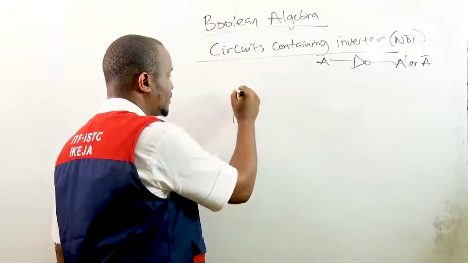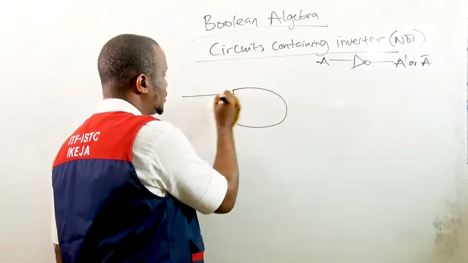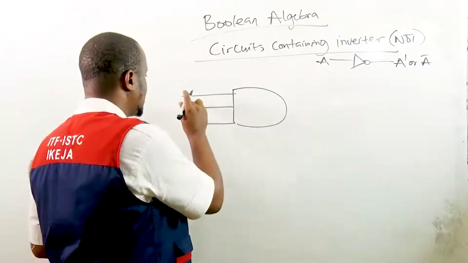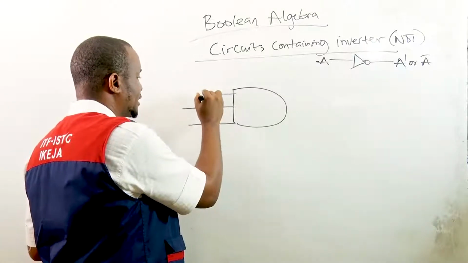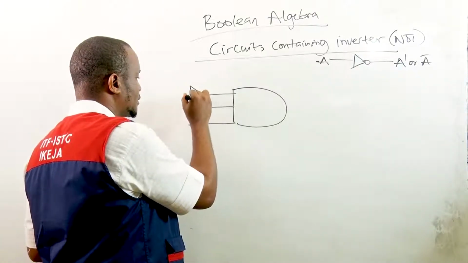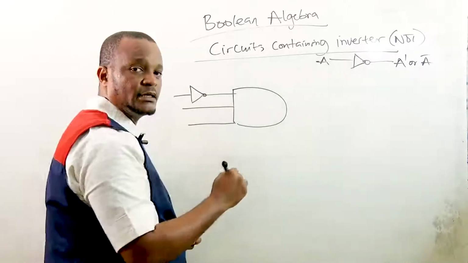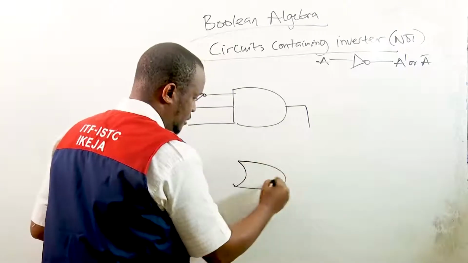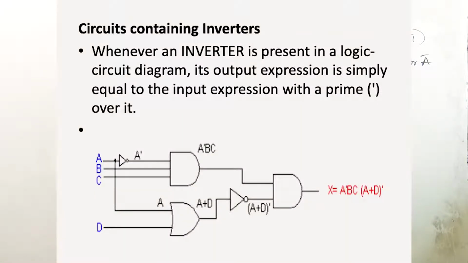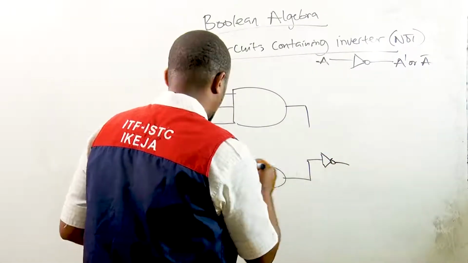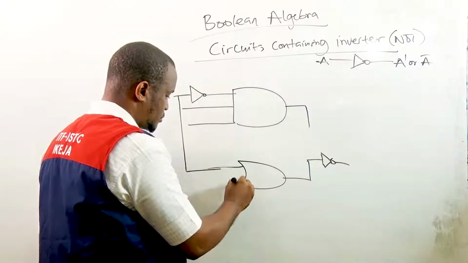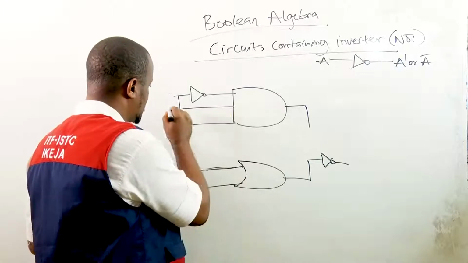So let's say we have another circuit with 3 inputs. This is a 3-input AND gate, and it contains an inverter here. And then we also have an OR gate, which also contains an inverter. This should be a 2-input OR gate.